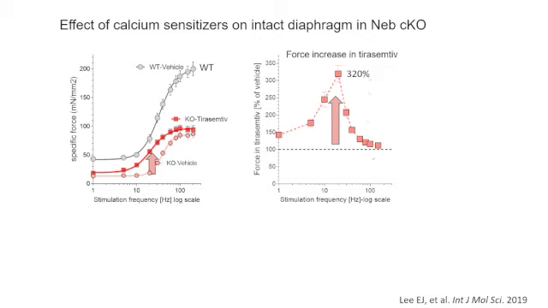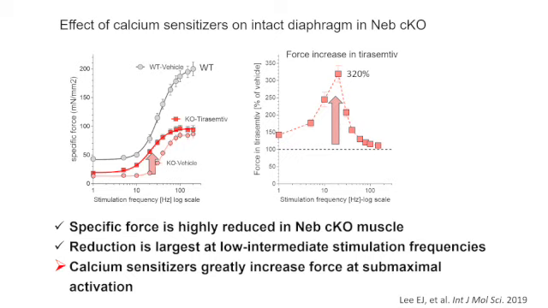So the force is highly elevated. The force is reduced in the Nemaline conditional knockout muscle, a model of severe Nemaline myopathy, and this reduction is the largest at low to intermediate stimulation frequencies, which is likely the physiological range. And then this calcium sensitizer tirasemtiv greatly increases force at these submaximal activation levels. This is a brief summary of work that we published several years ago in this paper cited here at the bottom of the slide.